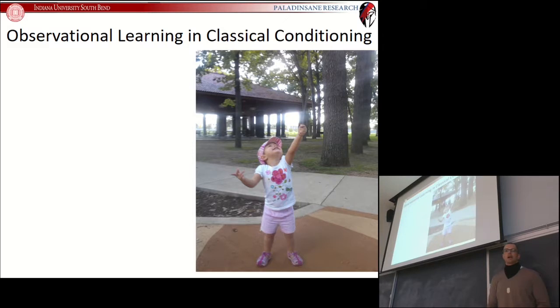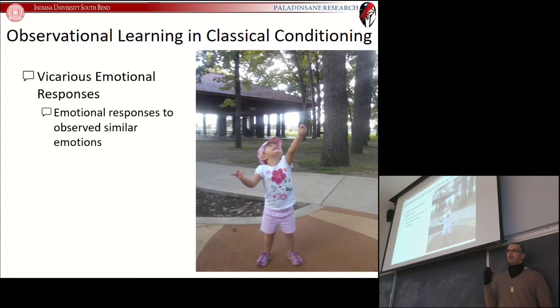ties into classical conditioning has to do with emotional responses. So there is an observational learning phenomenon called vicarious emotional responses. And this is the phenomenon where your emotional response is oftentimes similar to your observed emotions, right? So if you see somebody who's happy, it makes you happy. That's a vicarious emotional response. You have not just won the lottery. You have not just received good news. So you're not experiencing that emotion directly, but you see somebody happy and it makes you happy.